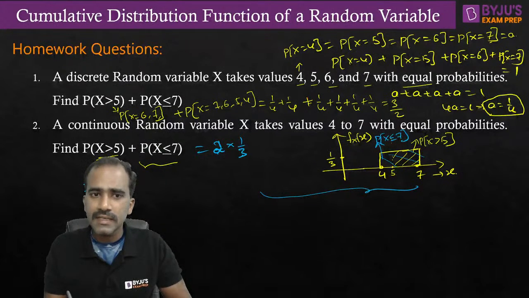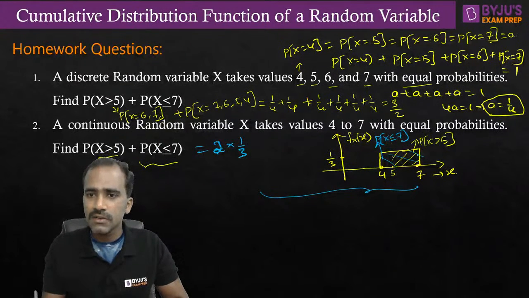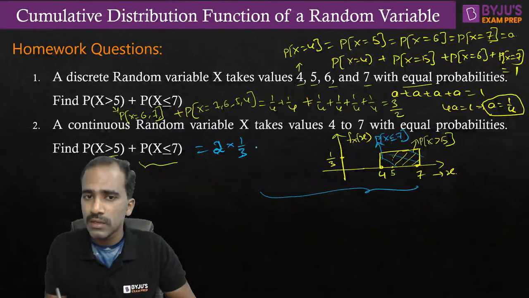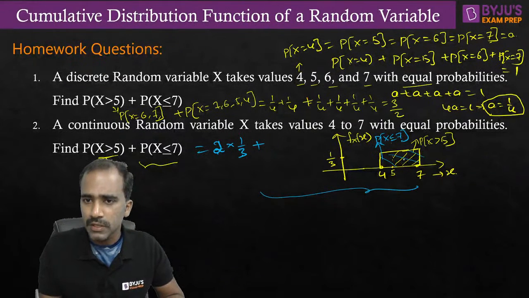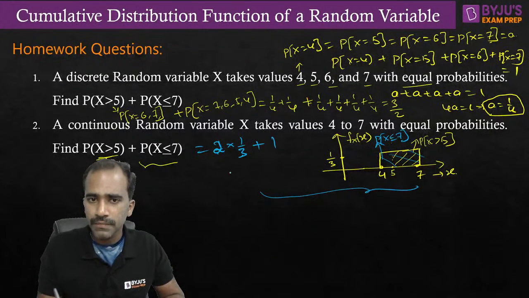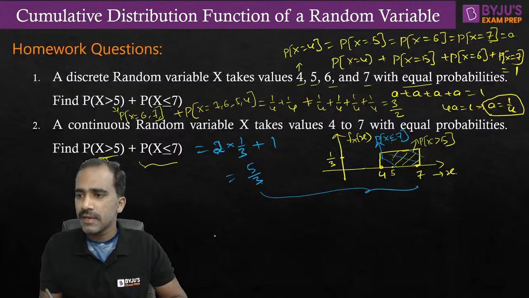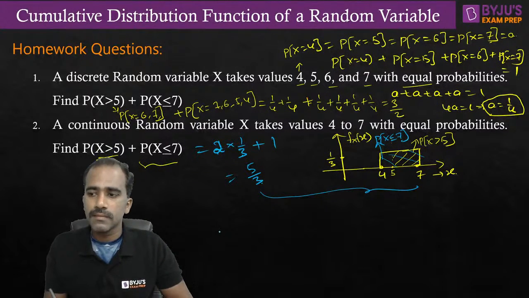Next, let us find the area of P of x less than or equal to 7. That includes all the area of the PDF graph. We know that the total area of the PDF is 1, or this total area: width is 3, height is 1 by 3, area is 1 unit. So this is 2 by 3 plus 1. How much is that? It is 5 by 3, right? Is that okay? I hope you're following.